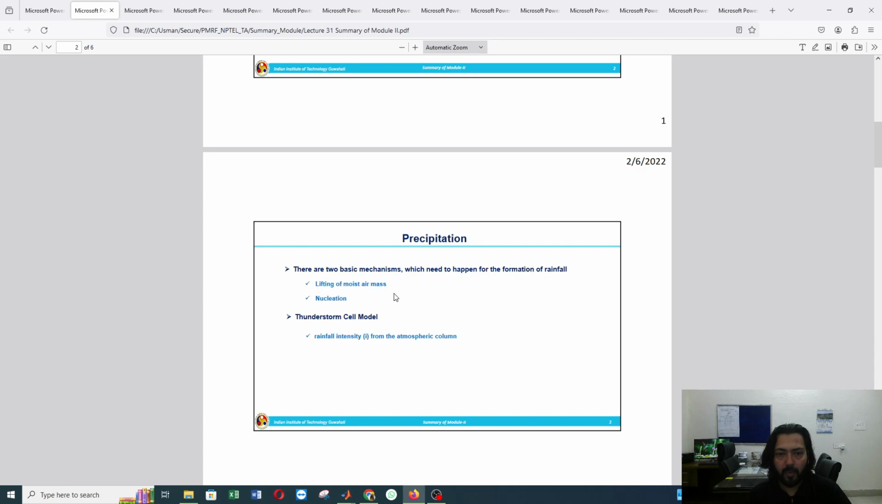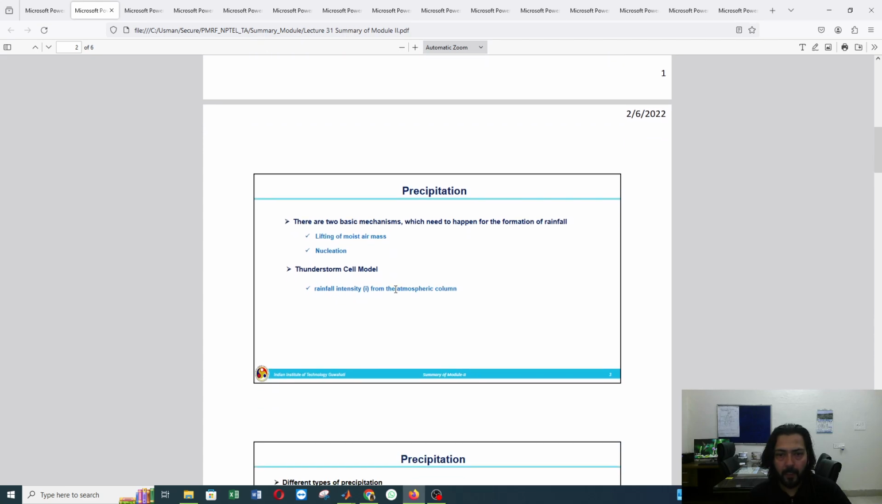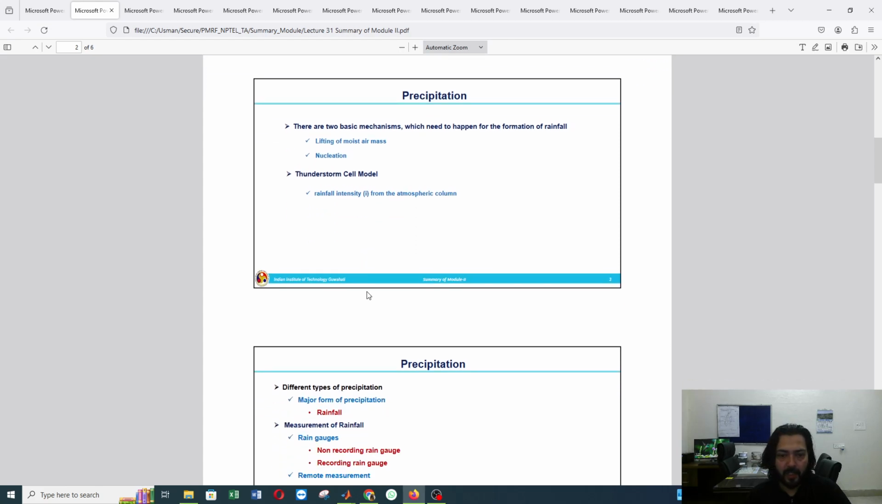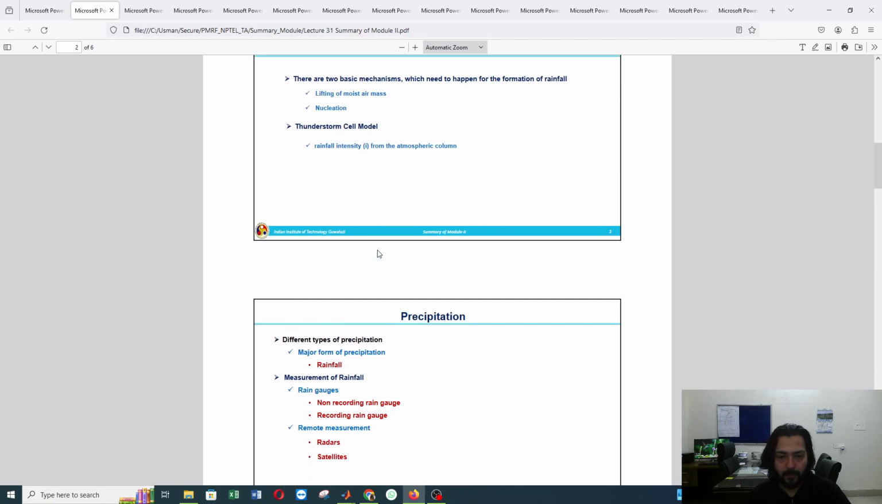Then we talked about how precipitation is formed. Precipitation is formed based on two important concepts. First is lifting of moist air mass and the second is nucleation, right? In lifting of moist air, we talked about different types of lifting, that is, frontal lifting, orographic lifting, and convective lifting. So we should revise all those concepts also.